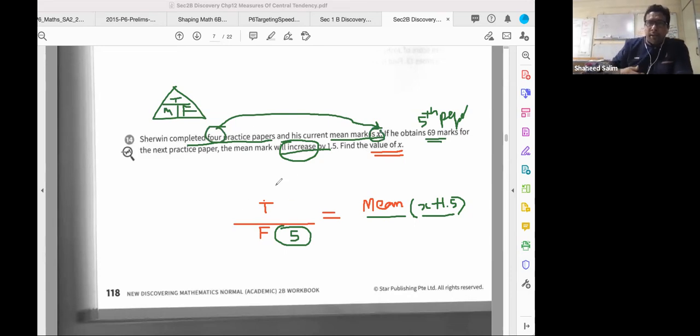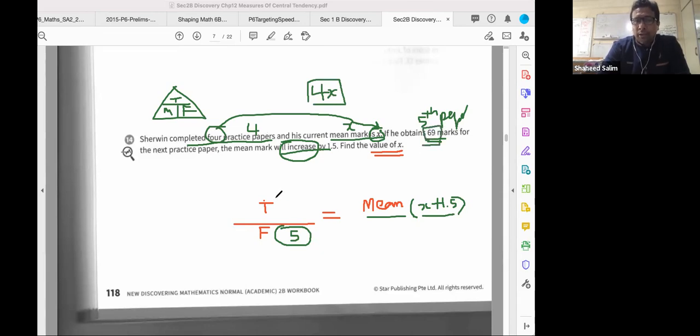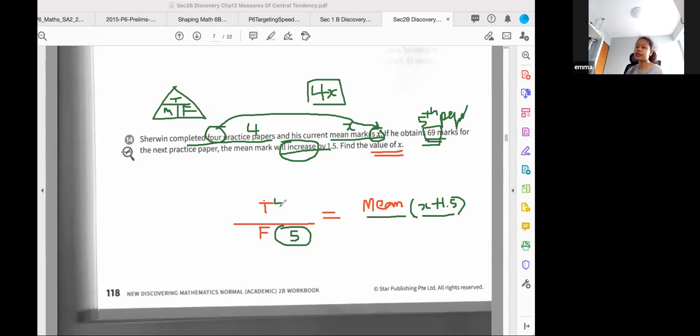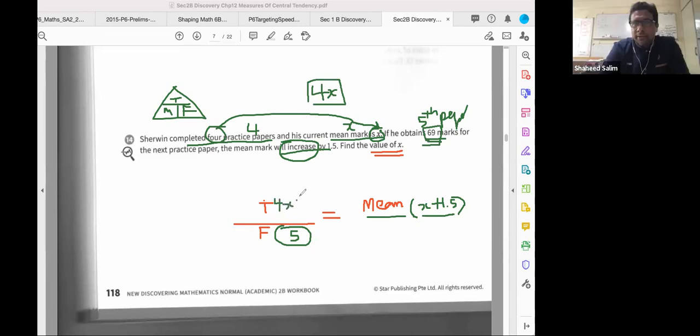Are we together? Okay, you find the total of the 4 papers first. Down here you got 4 as a frequency. Mean is x. What's the total? 4x. 4 times x, mean times frequency. That's for the 4 papers. Now for the 5th paper, you get 69. So what is the total now? 4x plus 69.